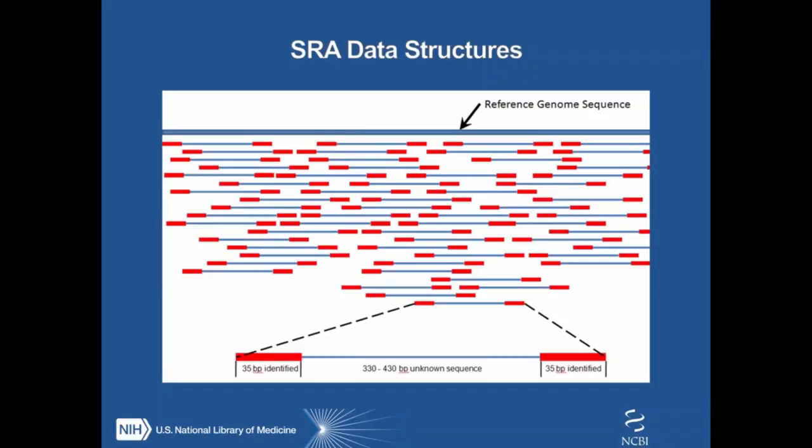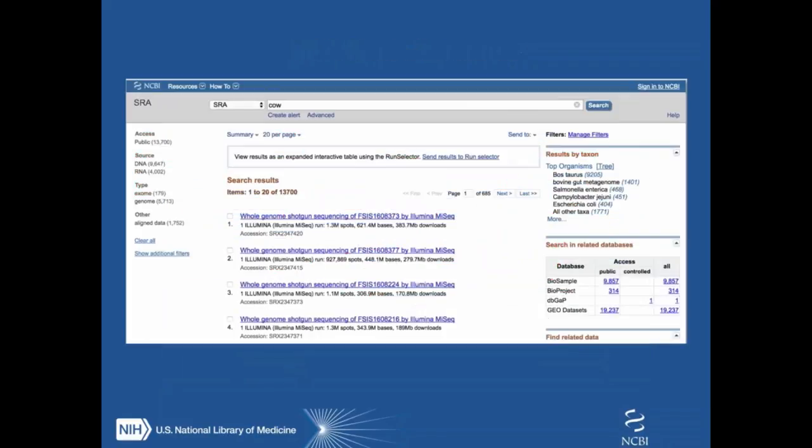SRA allows us to compress the data a great deal. But on the other end, for those of you who are pretty savvy, the nice thing is that you can stream the data to an endpoint. And I'll show you what I mean in a few slides when I show GATK.